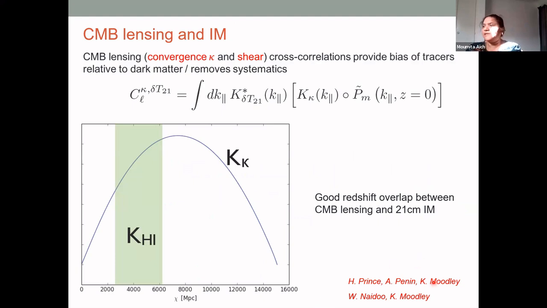Heather, Orally, Covey, Warren, and Covey had two papers on CMB lensing and intensity mapping. The convergence and the shear cross-correlations have a good overlap with the H1 intensity kernel, as you can see here. Because of this overlap, you can actually do cross-correlation. And if you're interested, please have a look at their papers.